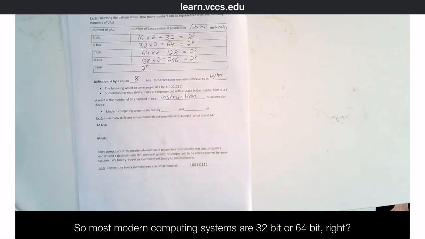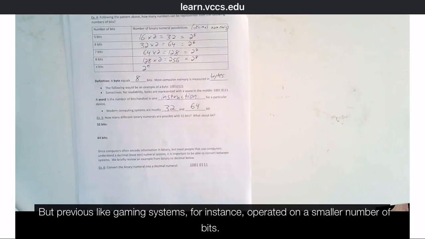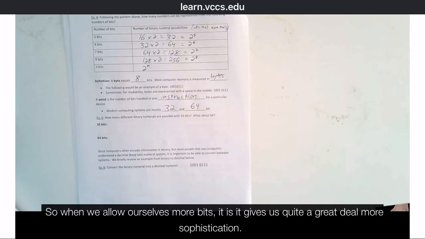Most modern computing systems are 32-bit or 64-bit, right? But previous gaming systems, for instance, operated on a smaller number of bits. And having more bits gives you more possibilities in a way that grows at an exponential rate. So when we allow ourselves more bits, it gives us quite a great deal more sophistication.